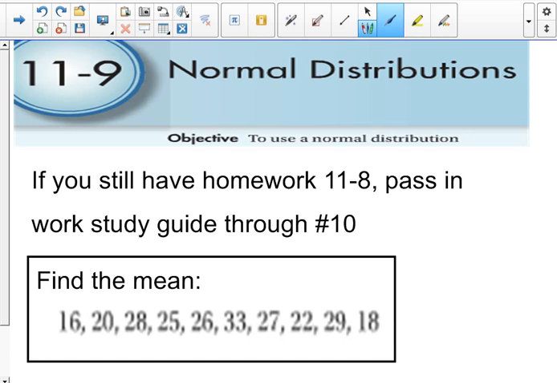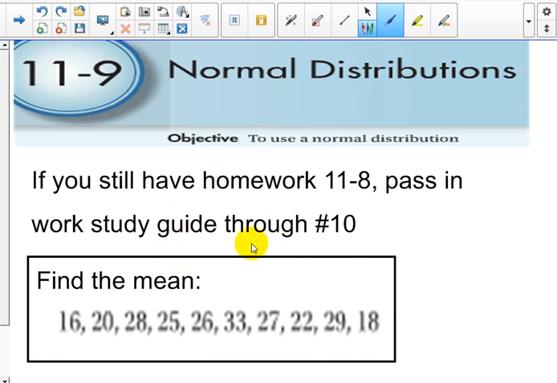Okay, so this chapter we're wrapping up today, and it's 11.9 about normal distributions. All right, so if you have anything left from yesterday, pass that forward, 11.8. If you have anything before that, put it in the purple box after instruction today.